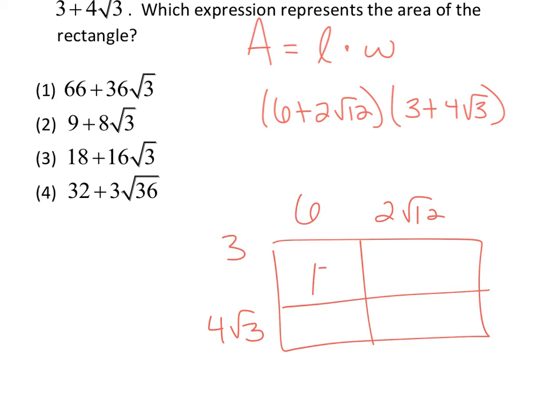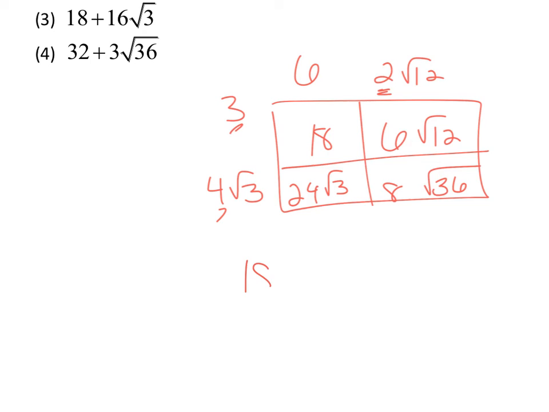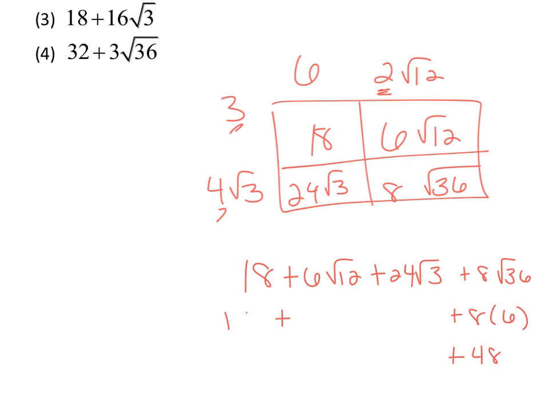6 times 3 is 18. 3 times 2 is 6, rad 12. 4 times 6 is 24, rad 3. And then 4 times 2 is 8. 12 times 3 is 36. I'm going to write this out in a line. And then I'll simplify. Well, 36 is already perfect, so that becomes 6, and then that becomes 48.